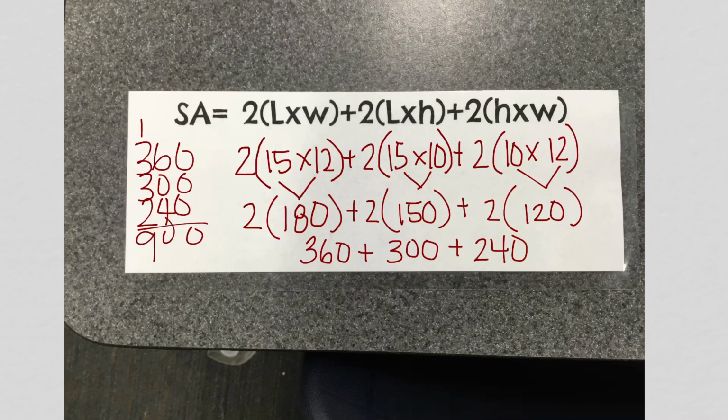900. Okay? So I could use this formula as long as I'm really careful about what my length is, what my width is, and what my height is. Now the best time to use this formula is when you have a story problem and it says, hey, this is your length, this is your height, this is your width, and then you know for sure.